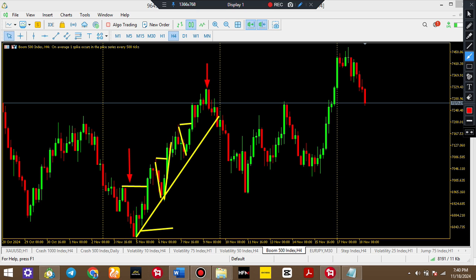Then we expected a confirmation. The confirmation is that the pullback should not take out the what? The low. And indeed the pullback didn't take out the low. What do we notice again? Another break of structure, which is this one.